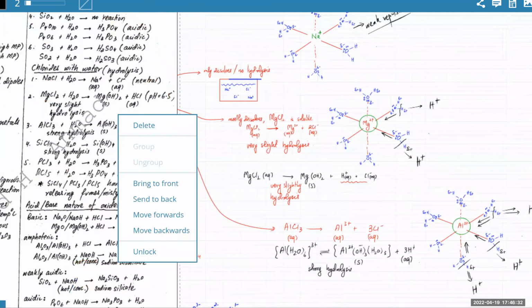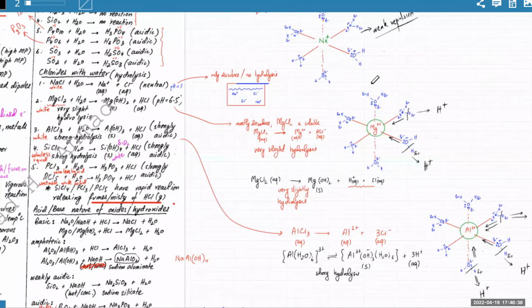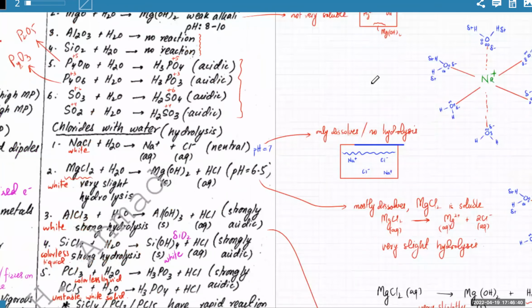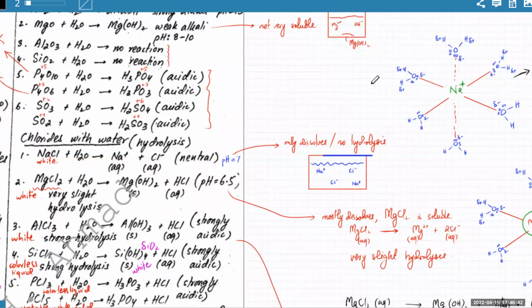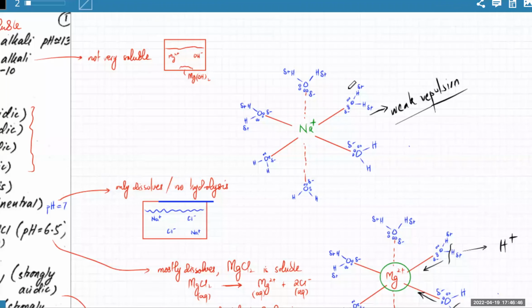Na doesn't hydrolyze; the first one only dissolves. There is no hydrolysis, only dissolving, because Na+ doesn't really attract water molecules since it's got a very small positive charge. It doesn't repel the positive H either. So the water molecule remains intact, and there's hardly any reaction taking place when you mix NaCl.